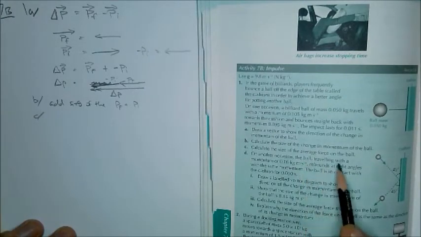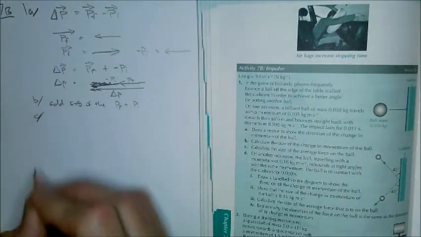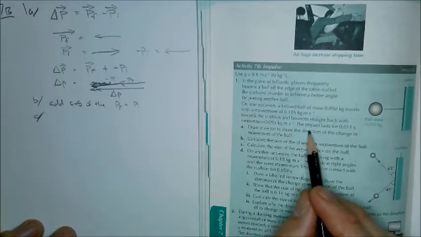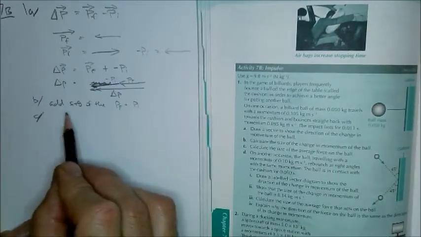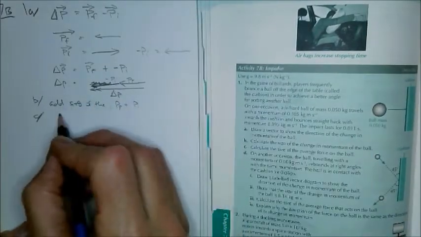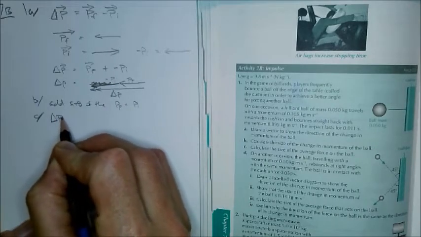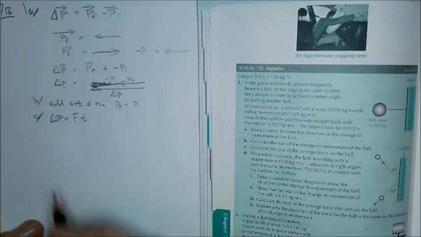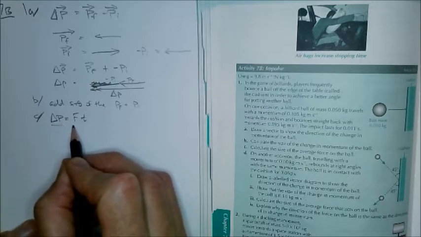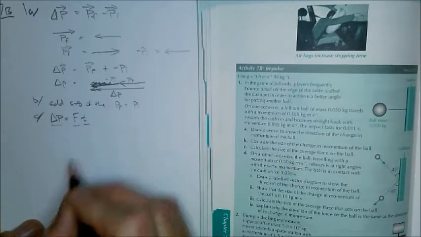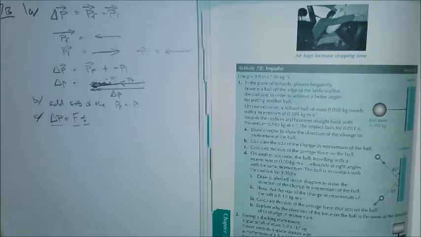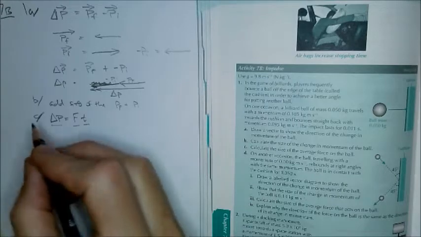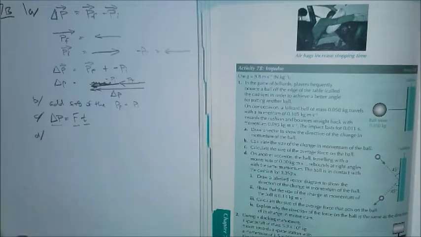Calculate the size of the average force on the ball. You're given how long the impact lasts for, and you've calculated the size of delta p. So delta p equals Ft is the equation you want, delta p being the change in momentum, F being the impulse force, and t being the time of the collision, or the time in which the change occurred. That's the equation you want to use.